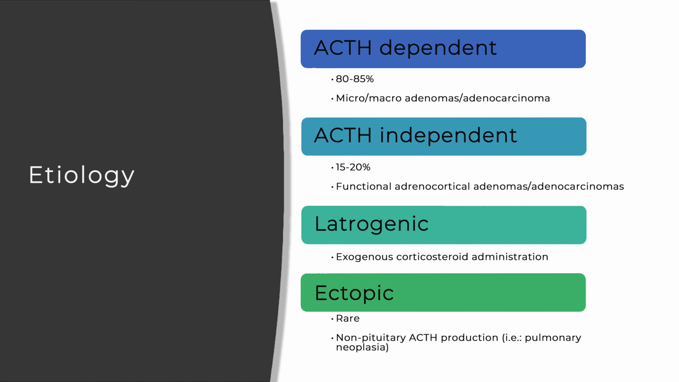Approximately 15% of patients with Cushing's disease have the ACTH-independent form of the disease. This is also often called primary adrenocortical tumor.